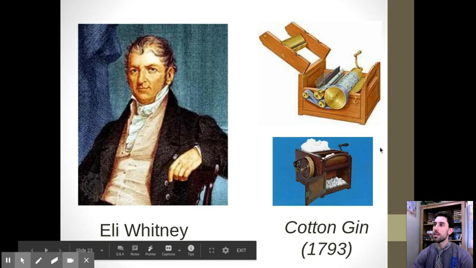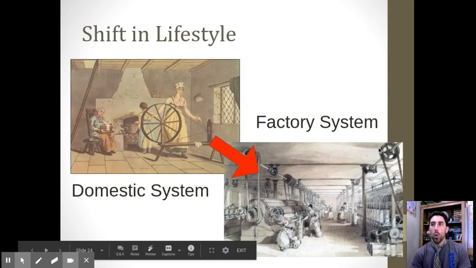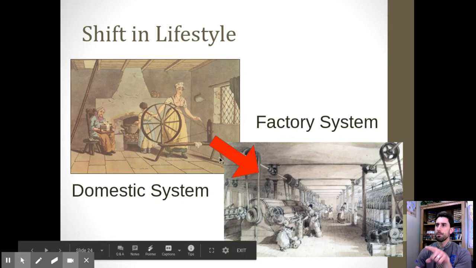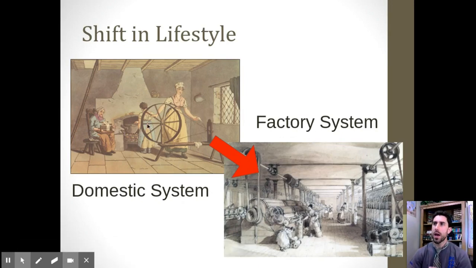So let's take a look and see what the old way was versus the changing new way in Great Britain in terms of lifestyle. Now, this was a very brief segment of your chapter, but I think there's a huge worthwhileness in looking at the shift in lifestyle that occurs and the transition between what we'll call the domestic system into the factory system. So let's talk about that a little bit.